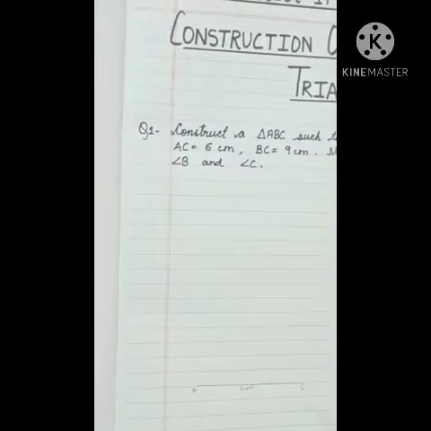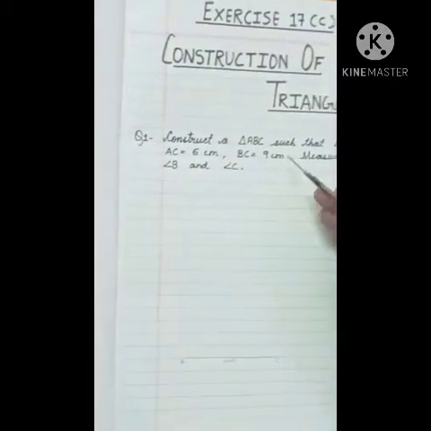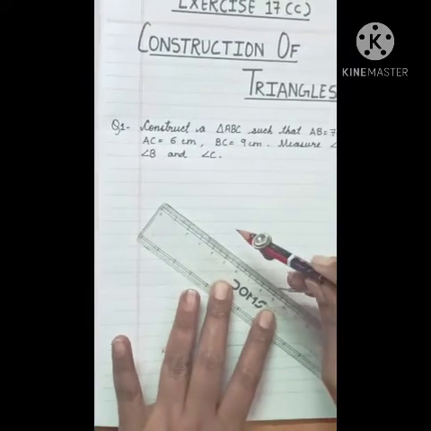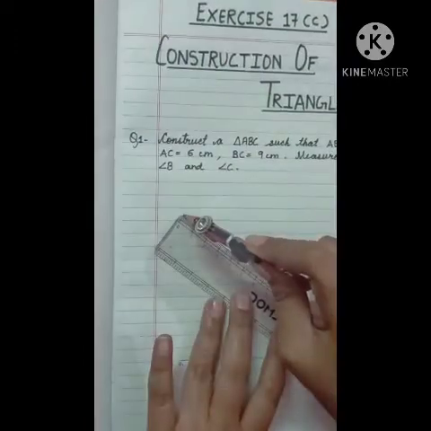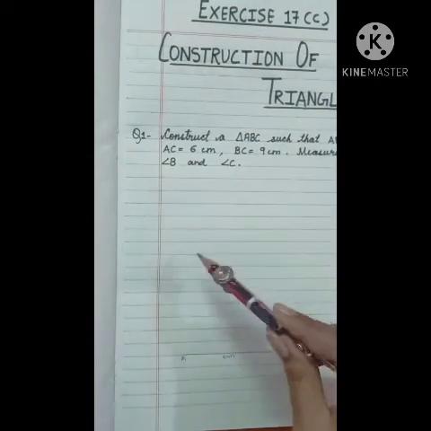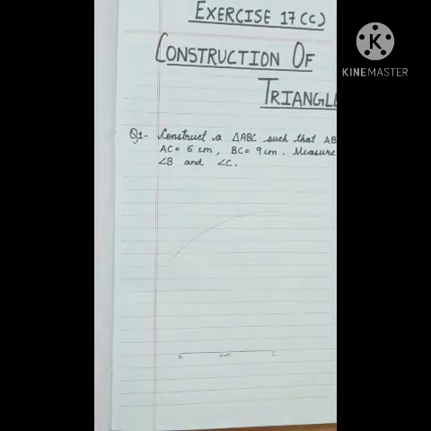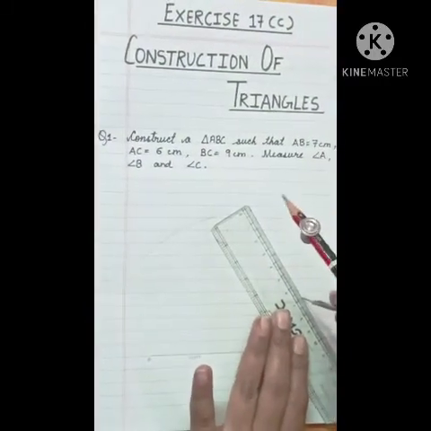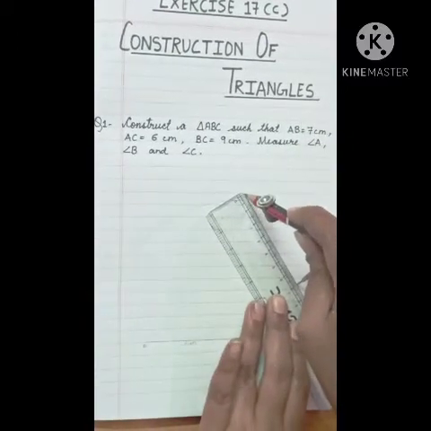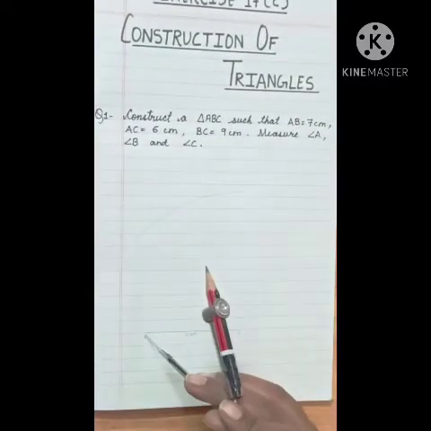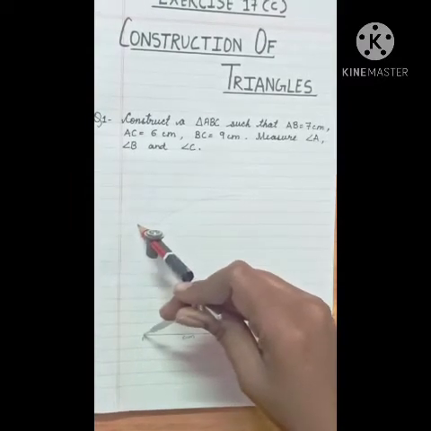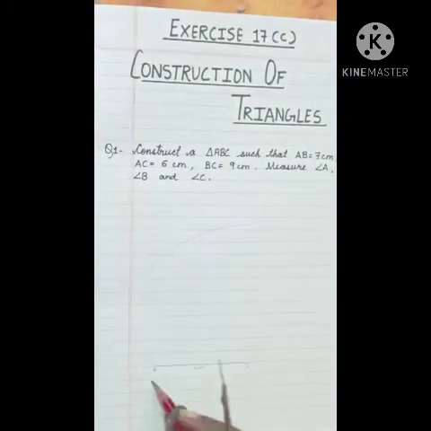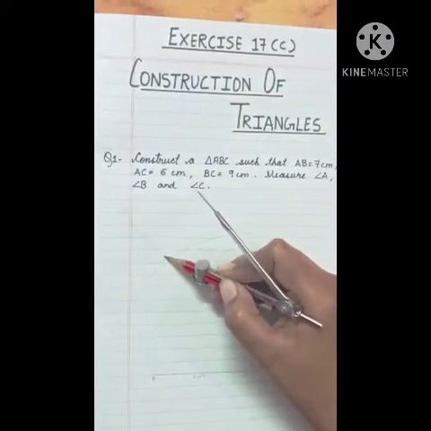Then next, we take BC 9 cm. So, we take radius 9 cm like this. And then with C as a center, draw an arc. Now we take this line segment AB 7 cm. We take radius equal to 7 cm like this. Then with A as a center, we draw an arc which cuts the previous arc. Okay. Now this is A, this is C. It means this would be B.